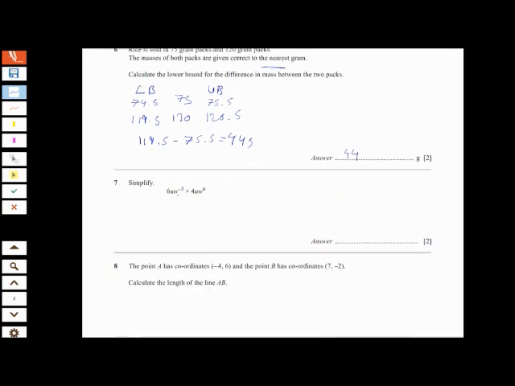So for this, it's easy. 6 times 4, 24. U times U square. Dividend minus 3 plus 6 is 3. So that's the answer.